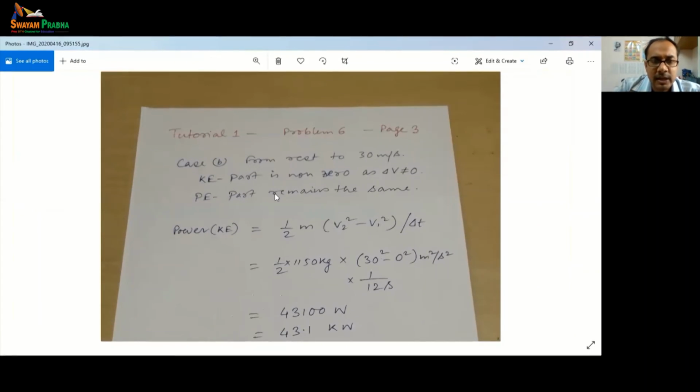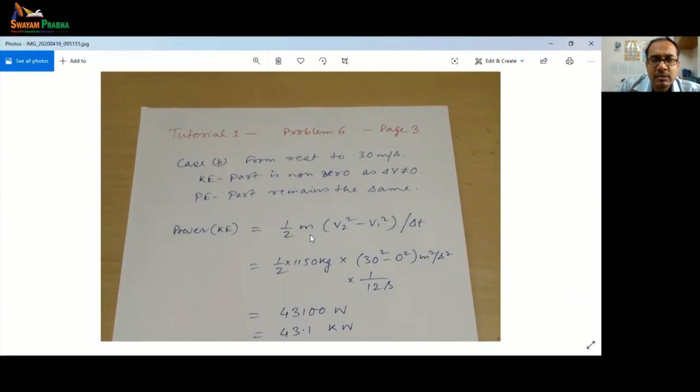So what is the second case? It is from rest to 30 meters per second. So now the kinetic energy part is non-zero, as delta v is non-zero. And the potential energy change will be the same because the change in height will be the same. So that means the potential energy part will be the same.